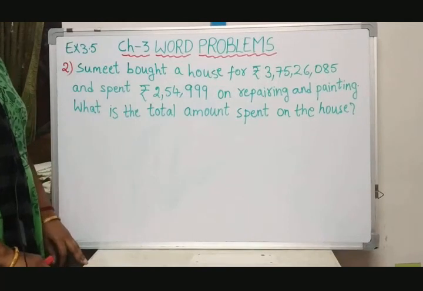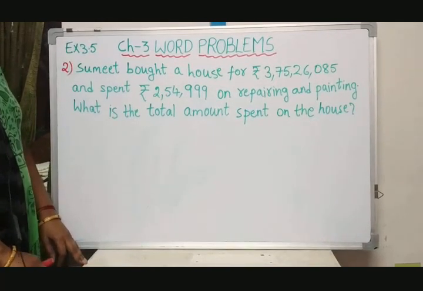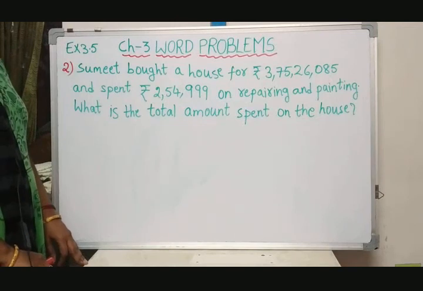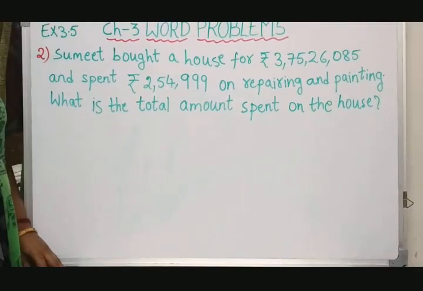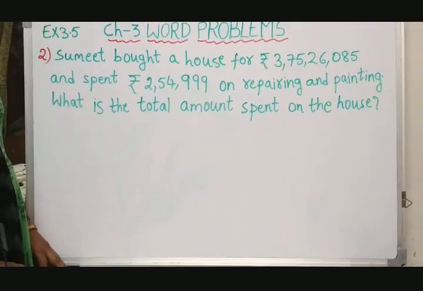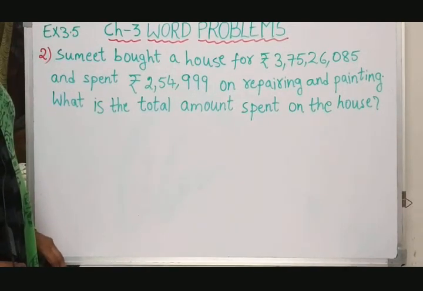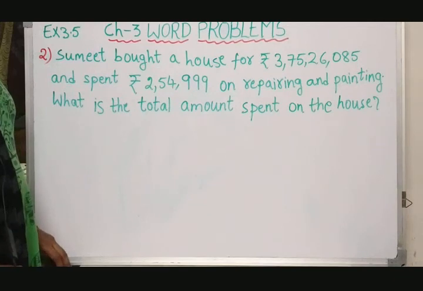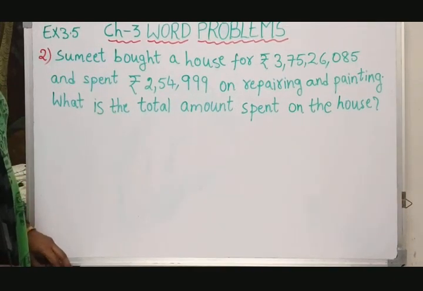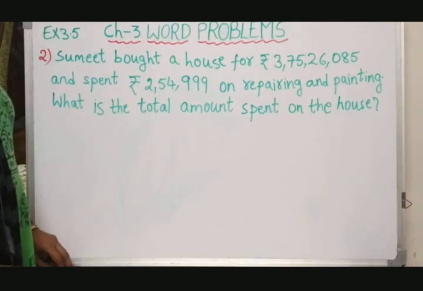Now let us see how to solve this word problem. Sumit bought a house for rupees 3 crores 75 lakhs 26,085 and spent rupees 2 lakhs 54,999 on repairing and painting. What is the total amount spent on the house?